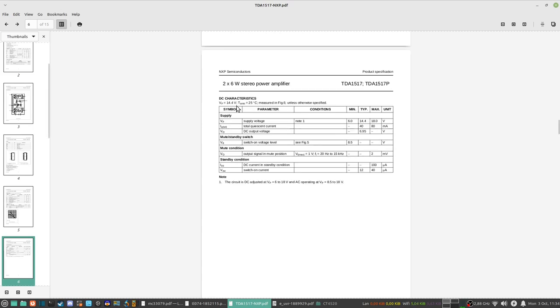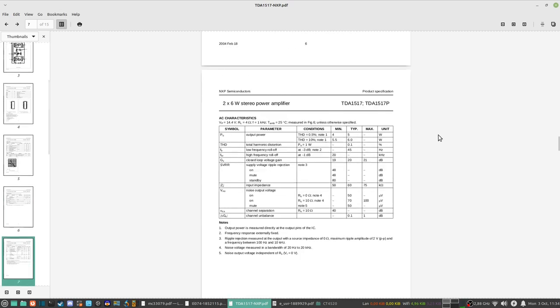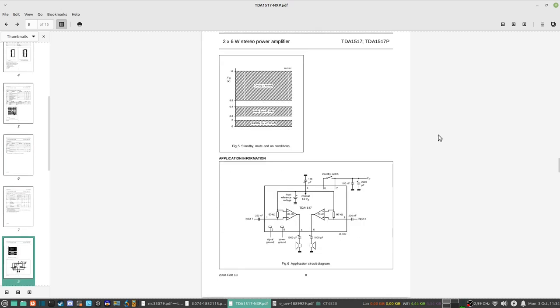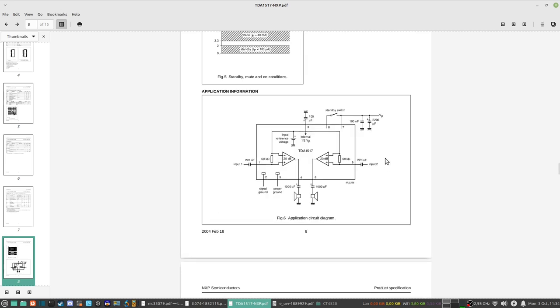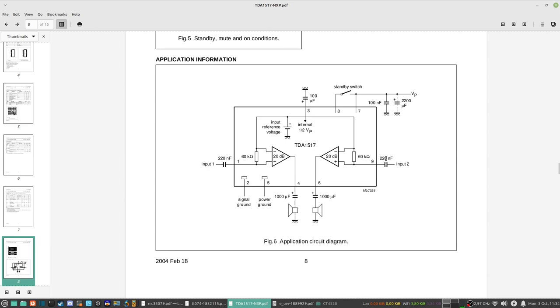Not relevant for me right now. Let's see here. So here is an example circuit. Just zoom in on that. Because to a layman, I think this is much easier to digest. So VP, as I said, was supply voltage. That should be 12 volts.